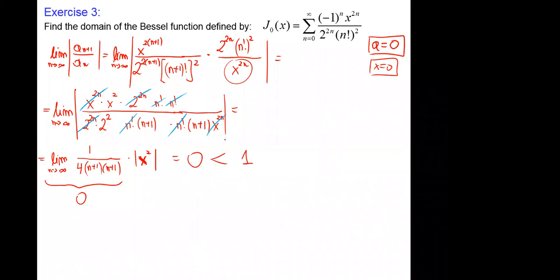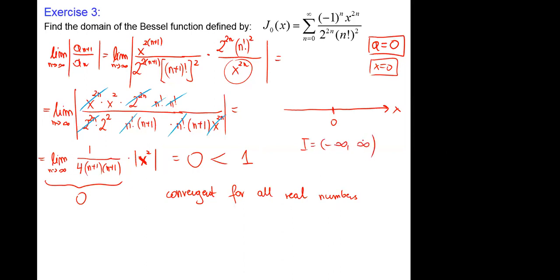My infinite power series is convergent everywhere, for all x's, any numbers. This means all real numbers. Let me put for all real numbers, and let's see if this works. This is my center, 0, and the interval of convergence is simply from negative infinity to positive infinity.